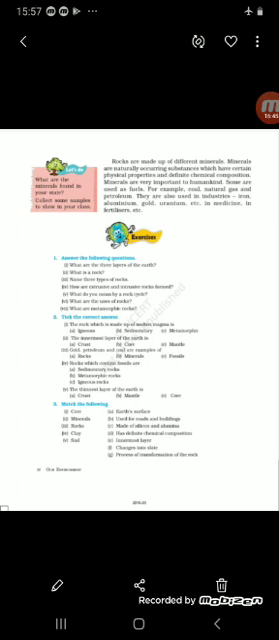Look at the left side. The task has been given to you. What are the minerals found in your state? Collect some samples to show in your class. You have to collect samples of some minerals found in your state.